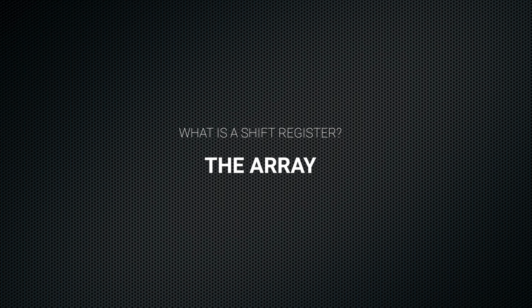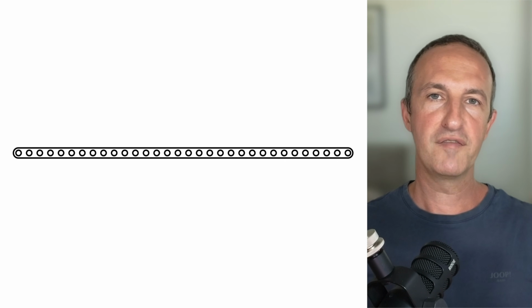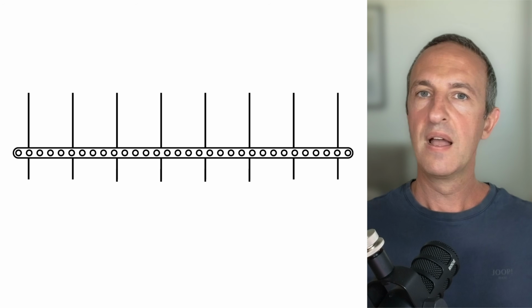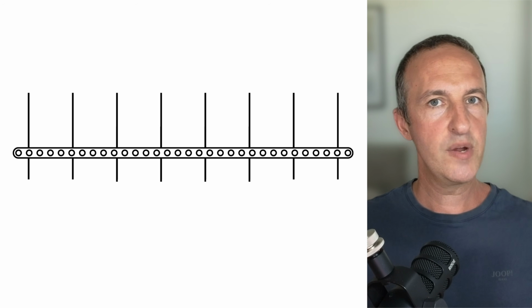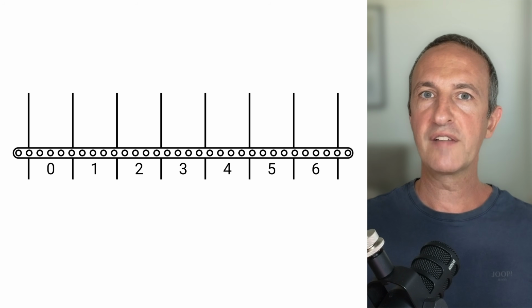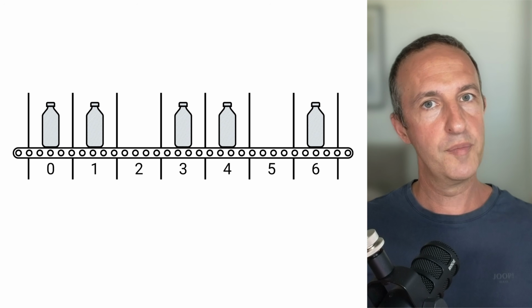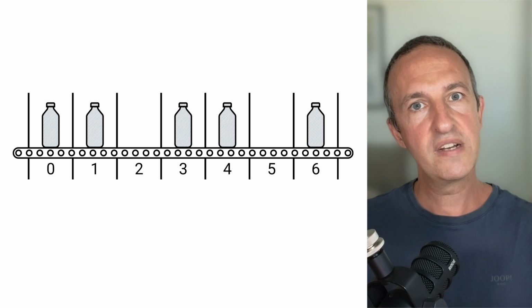From a big picture perspective, a shift register is really just an array, where each element represents a specific position on your production line. Here's an easy way to picture it. Imagine you've got a conveyor belt, and that belt is divided into zones of equal length. And let's take an easy example. Let's say we have 7 zones, starting from zone 0 to zone 6. Now each zone can either hold a product, hold a bottle, or it can be empty.